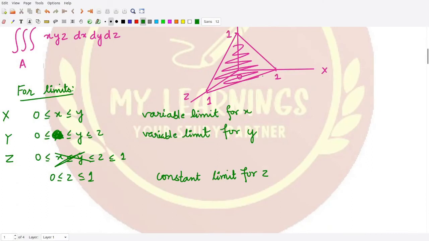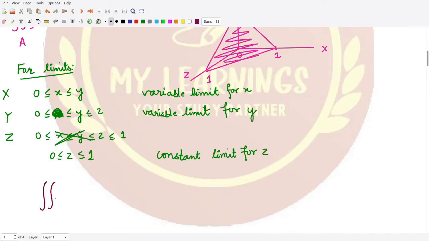Then we can very easily solve our question. So here, this triple integration of xyz dx dy dz would be equal to, moreover, you want to firstly solve this integration dx. So firstly here you have to write the limits of x. You know x varies from 0 to y.